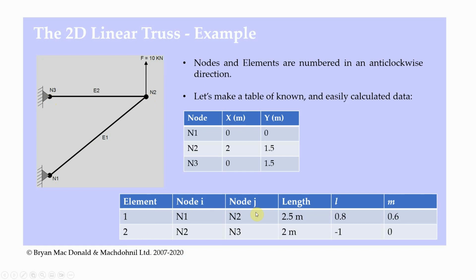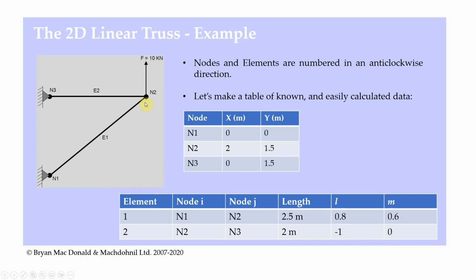The length of the elements we can calculate quite easily using trigonometry. And then we can work out the cos and sine of the angle that the element makes with the positive x-axis. So if you look at element number 1, the cos of the angle that it makes, and again that can be worked out from trigonometry, is 0.8. The sine it makes is 0.6.